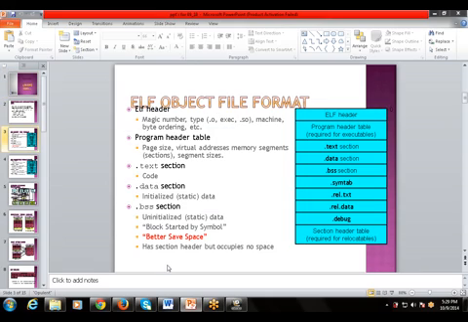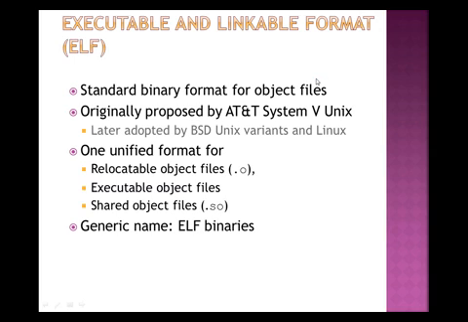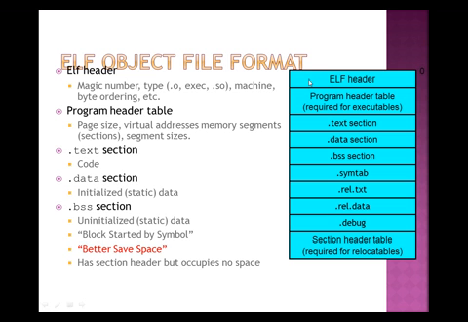Then this is the ELF object file format as we have discussed. First of all, there is an ELF header that contains a magic number, type, machine, byte ordering, etc. Type means whether it is a .o file, an executable file, or a .so file. That is a shared file, not a source file.